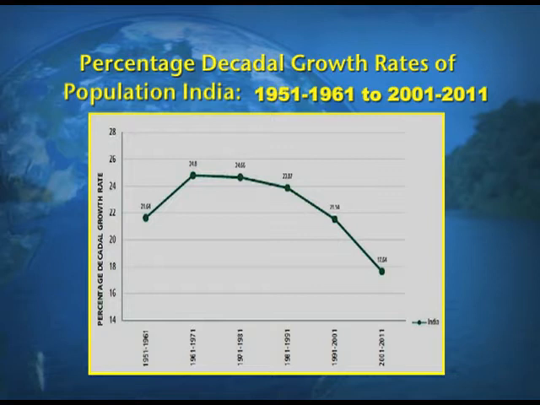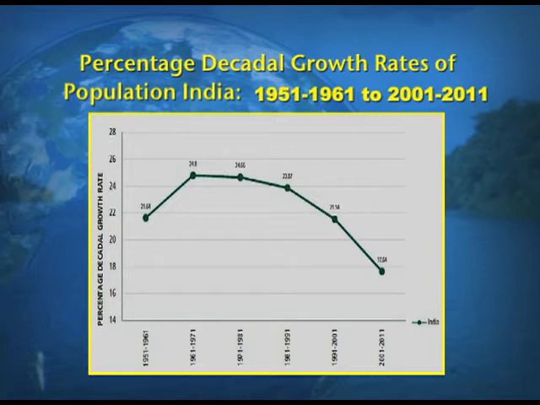After that, from 61, 71 onwards till 2001 and 2011, there is a gradual fall in the growth rate of the population, and that has fallen from 24% to 17.64%, that was in the 2001 census.